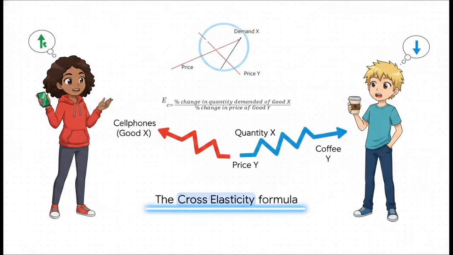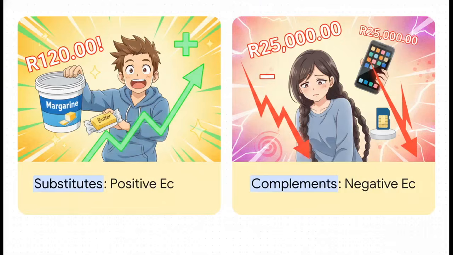Then we have cross-elasticity, and this formula asks a really fascinating question. How does a price shock in one market, let's call it market Y, ripple over and change the quantity demanded in an entirely different market, good X? To find out, we just divide the percentage change in X's quantity by the percentage change in Y's price. Once again, that mathematical sign is your best friend.